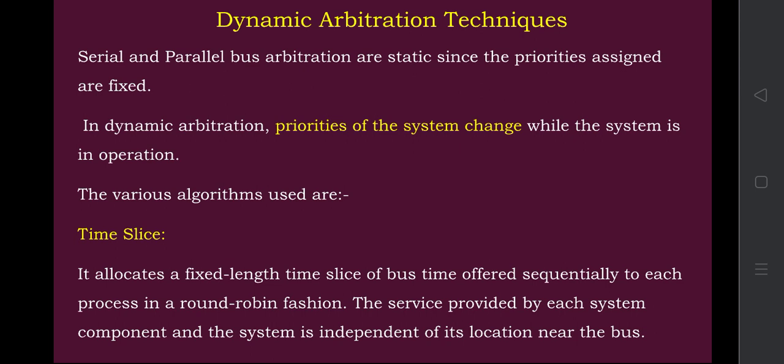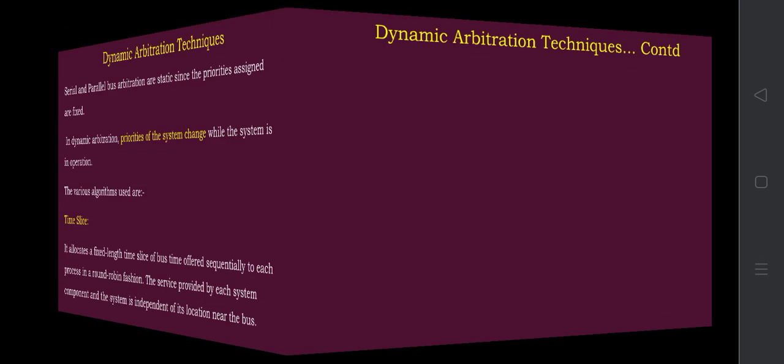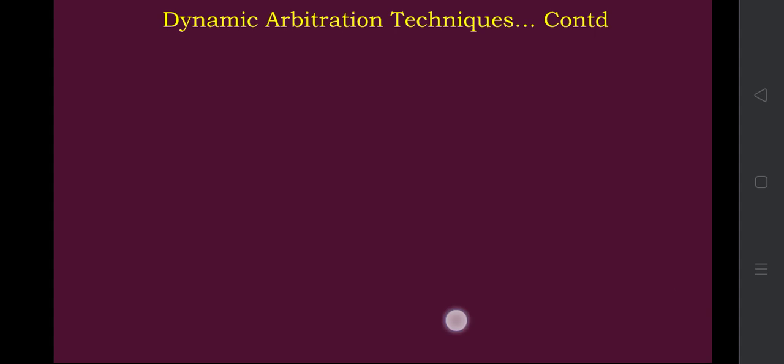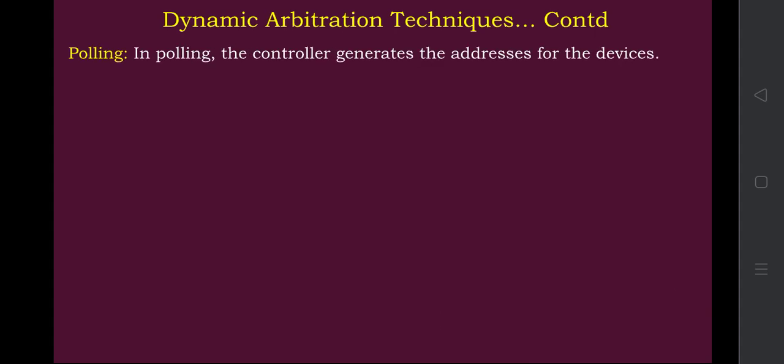So every processor will get a time slot of its own. It will do its process, and when the time slot is over, it has to pass the control to the next device which is in action. And now the next method is polling.